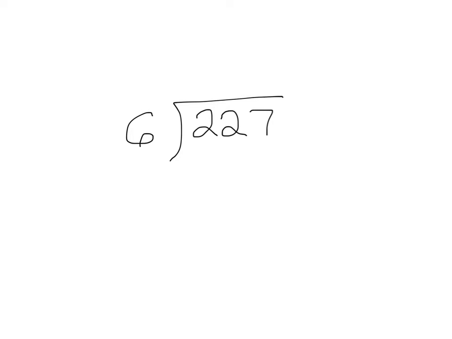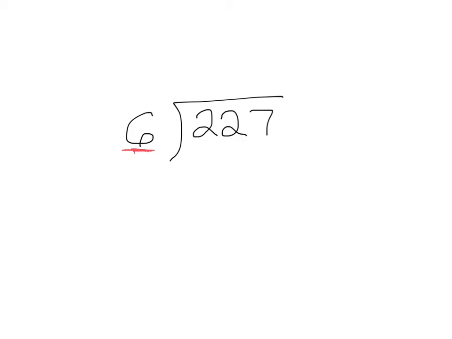Now, let's try this one here. This is a single digit divisor, so there's no need to round it. Remember, when you're rounding and there's a single digit, you leave it alone. So I'm going to keep that 6. I'm not going to round it to a 10. I'm not going to round it to a 5.